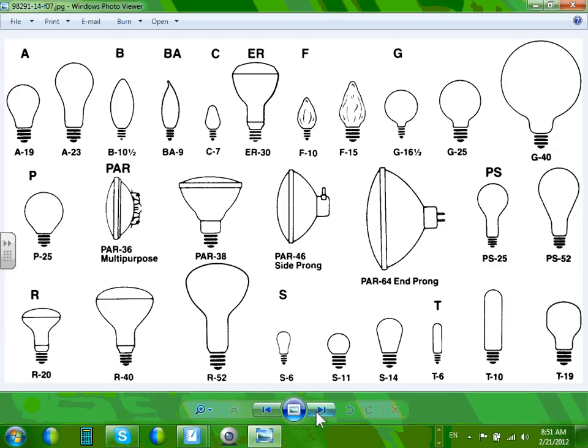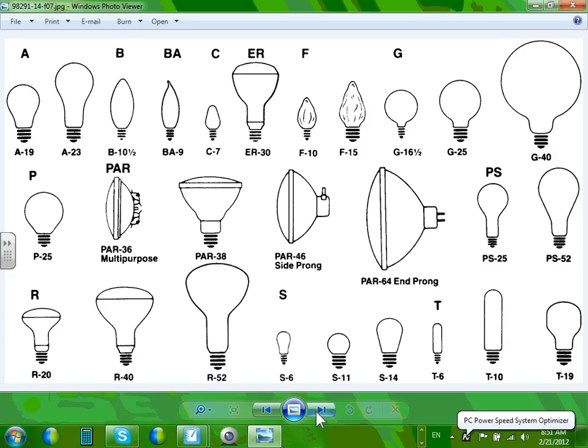Shapes of incandescent lamps, guys. If you see an incandescent lamp with a G in front of it, this is the shape of a G. This is the shape of a PS, 25, 52. PAR, P-A-R, parabolic, looks like this one. Look at all the PARs. So the manufacturers, this is FYI only, standardized on different letters that they give to different shapes of incandescent lamps.